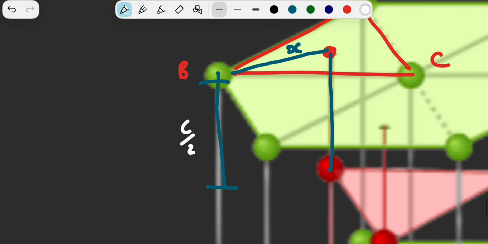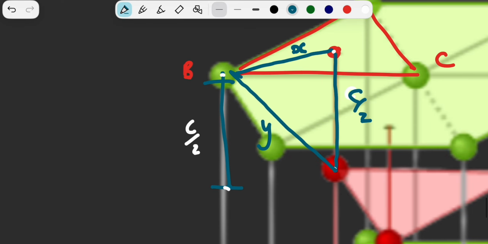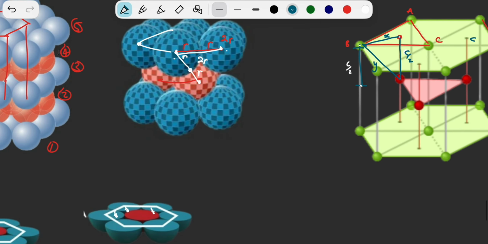And you can see that if this is X, this is the same, because from here to here is the same as from here to here. So this is also going to be C over 2. Okay, so it's a little bit complicated. So this is like a little triangle. You've gone from this to the center, you've gone down, so you can complete your triangle and come back to B. And we're going to call this Y.